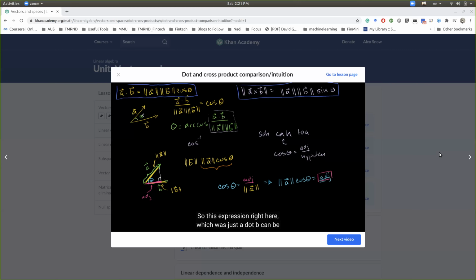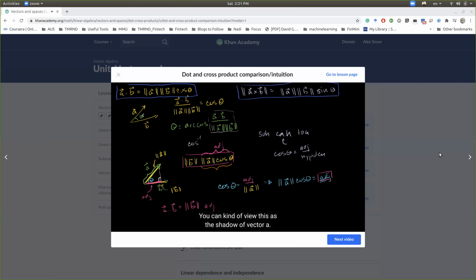So this expression right here, which was just A dot B, can be rewritten as, I just told you that the length of vector A times cosine of theta is equal to this little magenta adjacent side. So you can view A dot B as being equal to the length of vector B, that length, times that adjacent side. And you're saying, Sal, what does that do for me? Well, what it tells you is you're multiplying essentially the length of vector B times the amount of vector A that's going in the same direction as vector B, right?